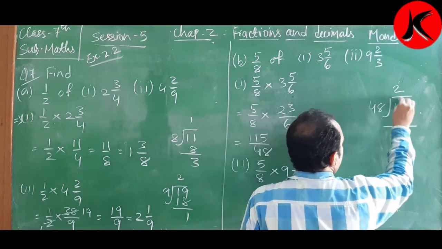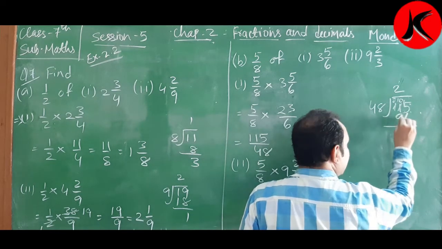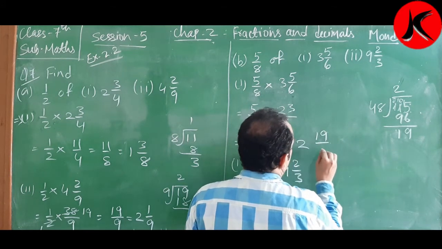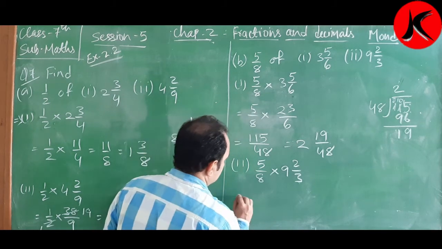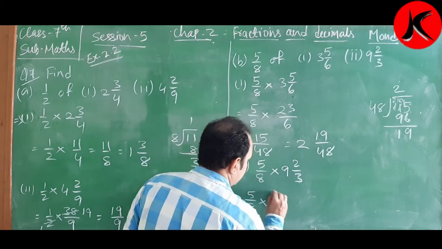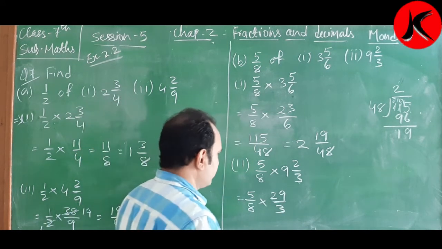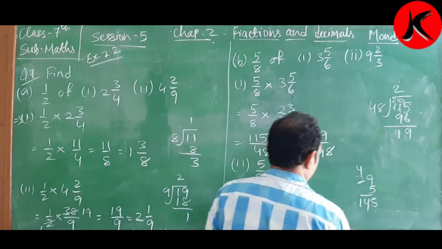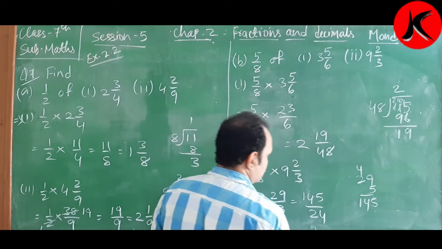5 minus 6 is not possible, so borrow. 15 minus 6 is 9. 10 minus 9 is 1. So the answer would be 2 integer 19 upon 48. And the last one, 5 upon 8 multiplied by 9 integer 2 upon 5: 9 5s are 45, 45 plus 2 is 47. Let me redo: 5 upon 8 of 29 upon 3. 5 times 29 is 145 upon 24.